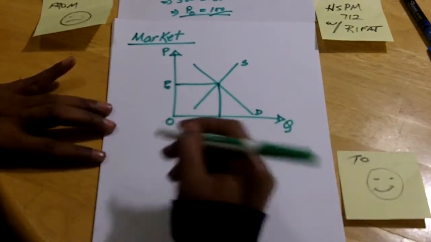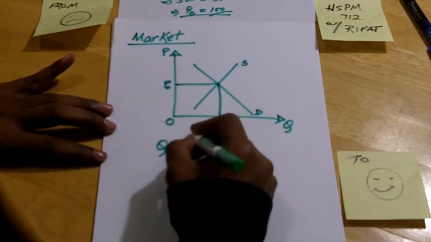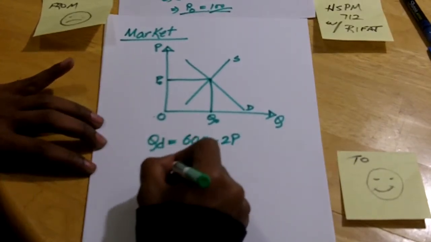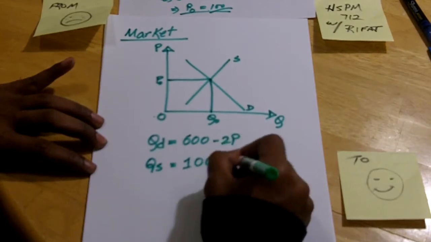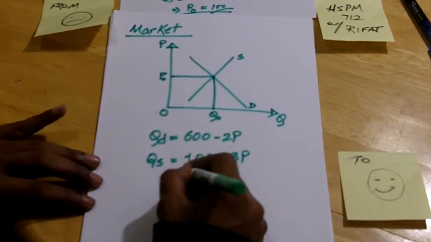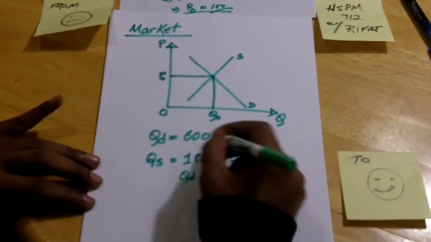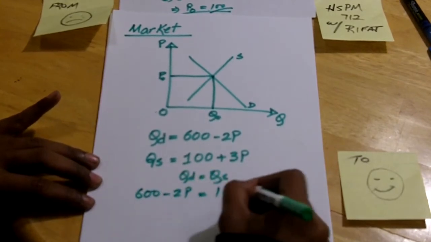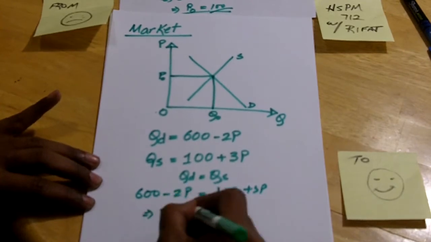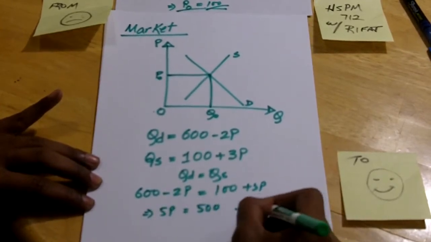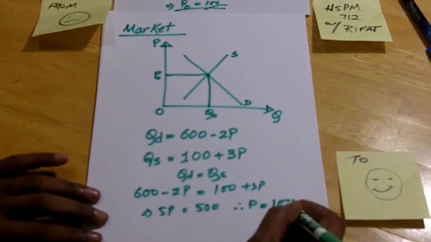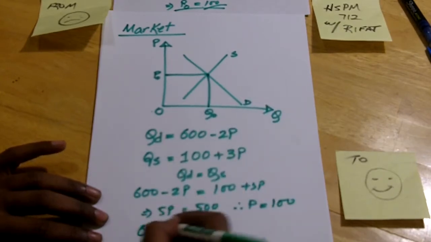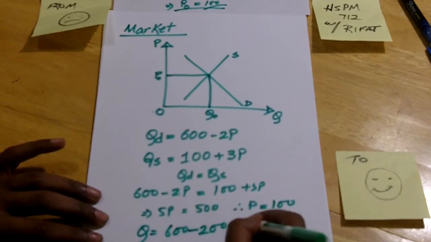So now I am going to solve the two equations. One is the demand side equation, let us say 600 minus 2p, and the supply equation is 100 plus 3p. If we equate these two and solve for p, we can find the equilibrium price. So 600 minus 2p equals 100 plus 3p gives us 5p equals 500, so p equals 100. Now if we plug this p into either equation, we find the equilibrium quantity: 600 minus 200 equals 400.